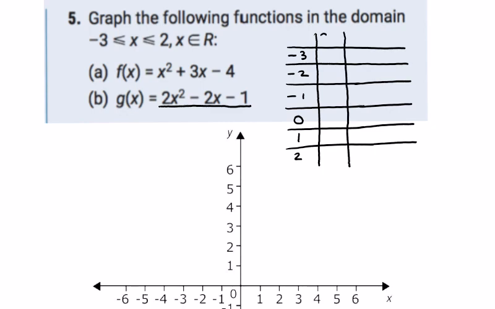We have to find the value for 2x squared to begin with for all values of x, then minus 2x, and then the constant is minus 1. So we're going to input values, and we're going to get outputs, which will be my y values. And then we can graph it accurately.